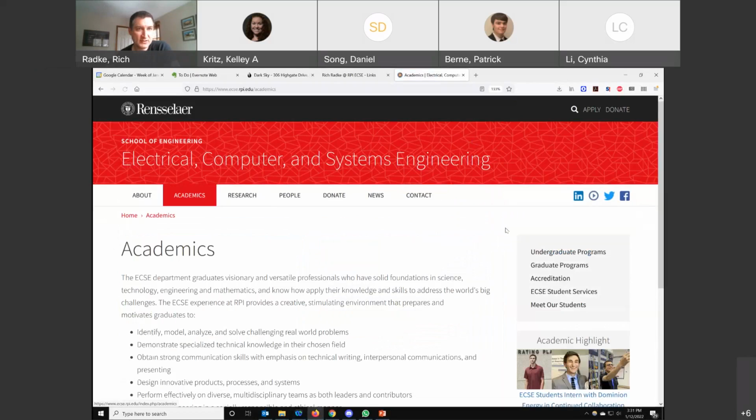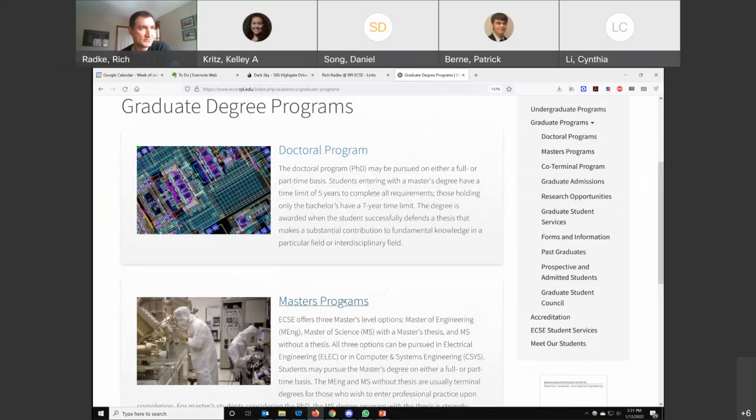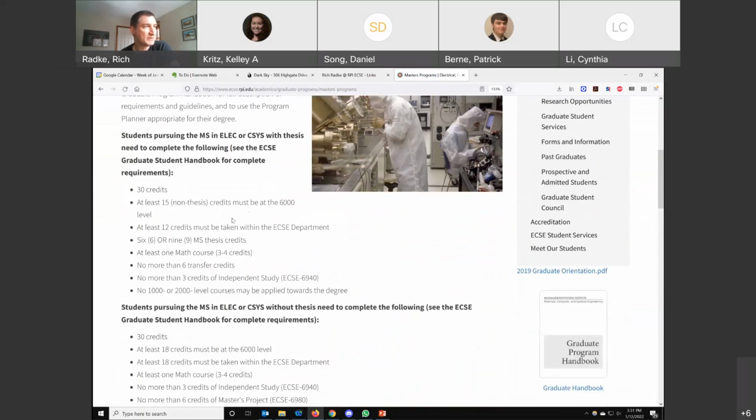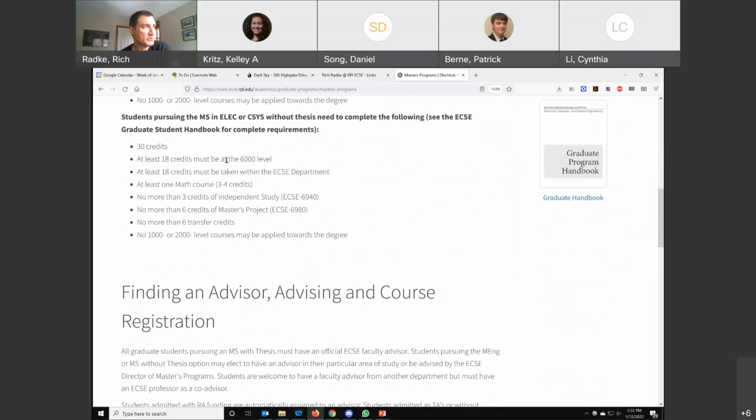If I go to academics, graduate programs, then we have master's programs. If we go to master's programs, basically we should have all the details about the requirements for your plan of study, right? So the requirements are very simple. You have to have at least 15 credits at the 6,000 level. So you can take a few 4,000 level courses, but we expect the balance of your courses to be at the 6,000 level. The master's degree without thesis is what most of you are probably doing. So for that, you need at least 18 credits at the 6,000 level, at least 18 credits in ECSE, at least one math course, and then no more than a few things, right?